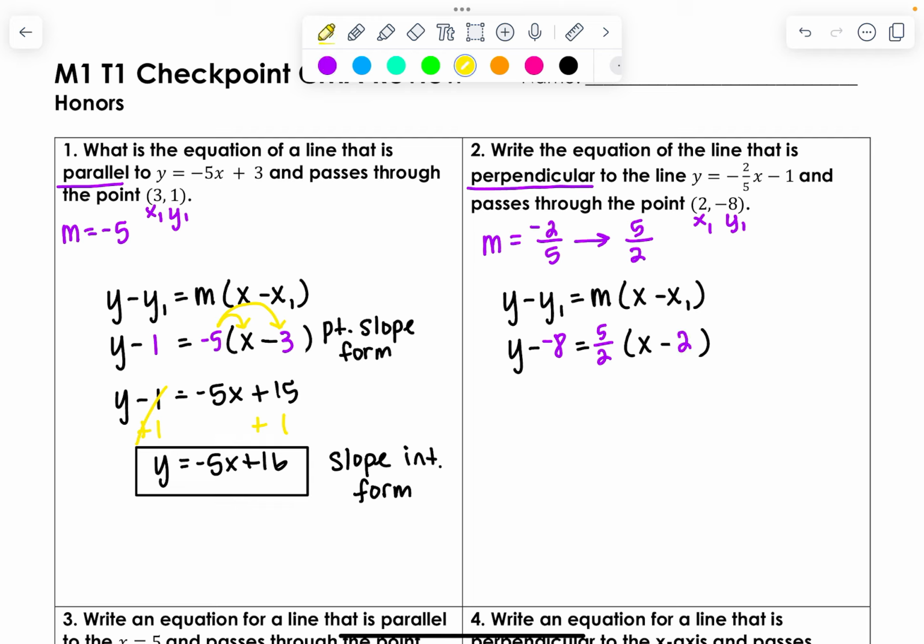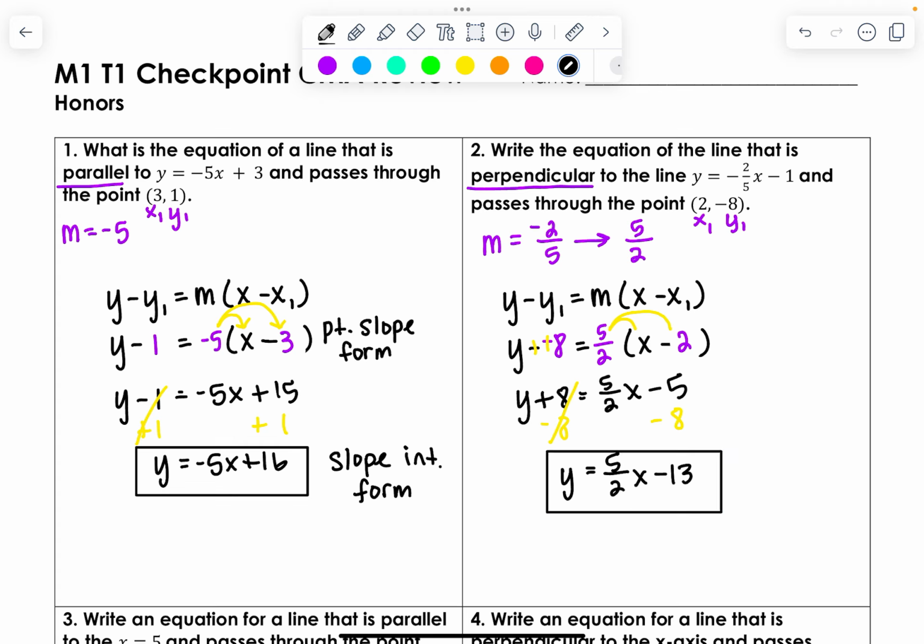So we're going to go ahead and distribute. We're not going to leave it in point slope form in this particular problem. Do not forget when you have a double negative, add a line, change the sign. So that'll be y plus 8. And we're going to distribute, so that'll be 5 over 2x. 5 halves times 2 is just 5, so it's minus 5. We're going to take away 8 from both sides to get the y by itself, and that'll leave us with y equals 5 halves x minus 13.